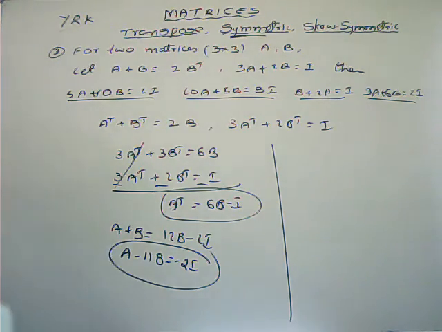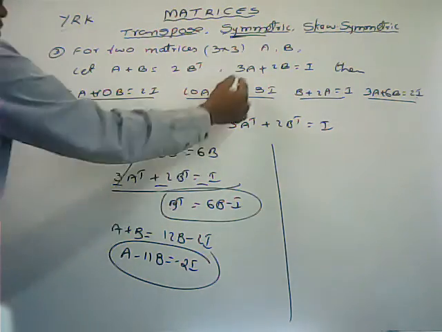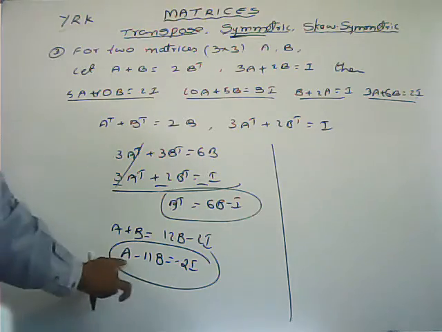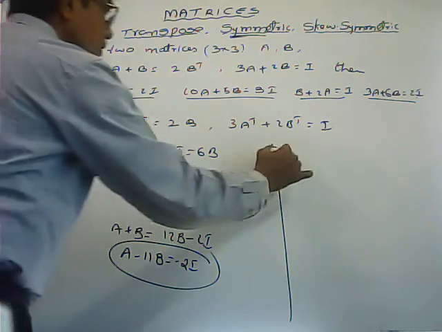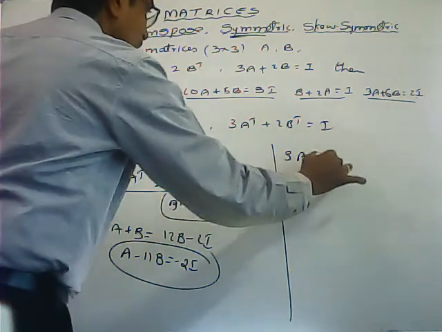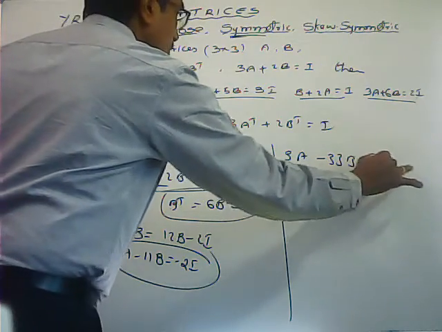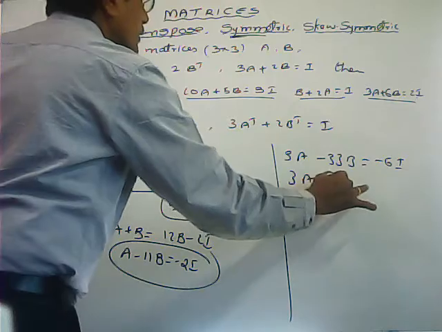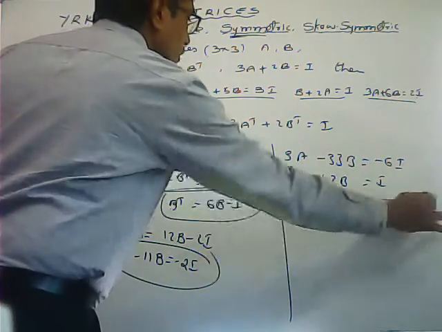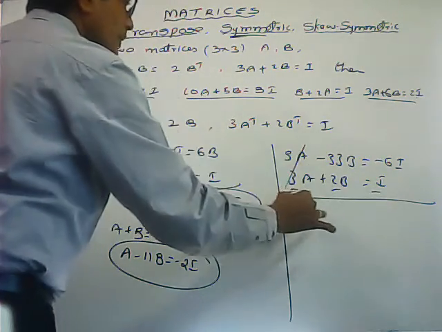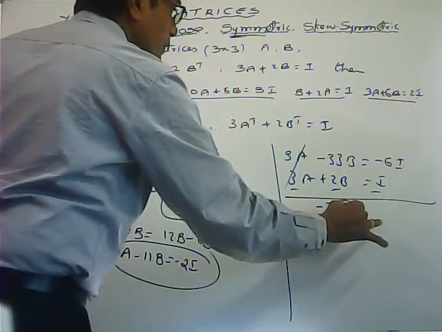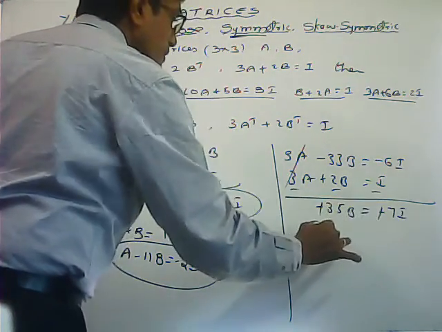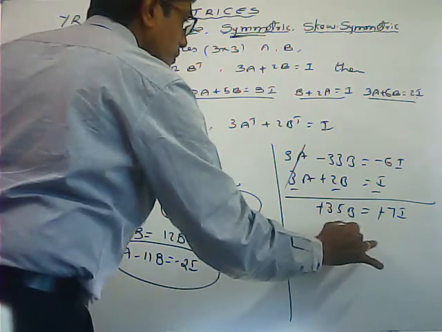Now here one more relation is there, 3A plus 2B is equal to I. By solving these two, this one I am multiplying with 3: 3A minus 33B is equal to minus 6I. And here 3A plus 2B is equal to I. By subtracting, the 3A terms get cancelled. Minus 35B is equal to minus 7I. Minus minus gets cancelled. 5B is equal to I we got.